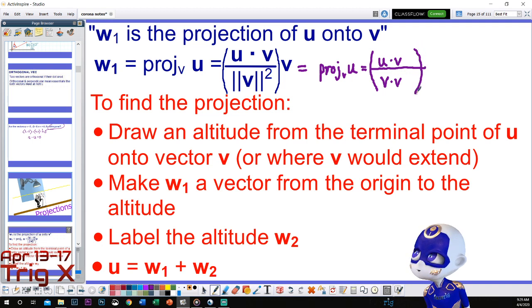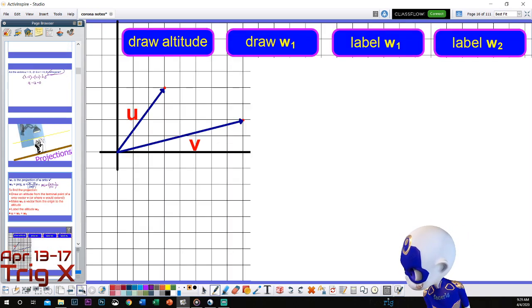So we have that times vector v, the scalar. Okay, so the dot product of u and v, over the dot product of v and v, times, or scaled by, the vector v. Alright, this will make sense once we do one, I think. So we're going to find the projection of u onto v.